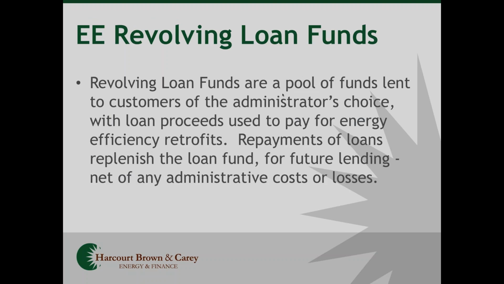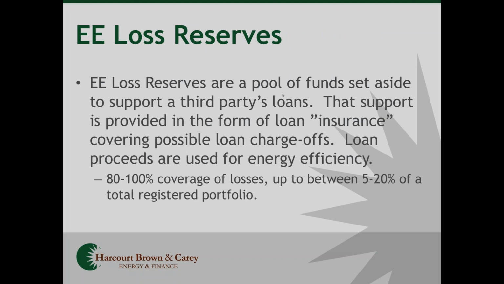So what we've been talking about are the operational elements that are involved in running a loan program. Just to level set, we're talking about two things here. We're talking about revolving loan funds, a pool of money lent to customers of the administrator's choice. Loan proceeds are always used to pay for energy efficiency retrofits, and repayments of those loans are then plowed back into energy efficiency.